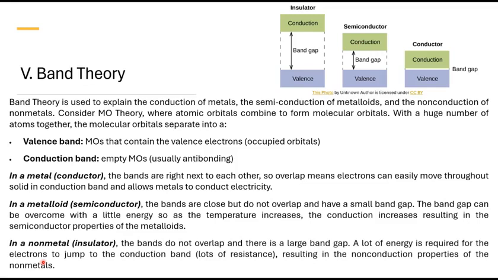In a nonmetal, which is a good insulator relative to the other two, the bands do not overlap and there is a large band gap. A lot of energy is required for the electrons to jump to the conduction band. There's lots of resistance, resulting in the non-conduction properties of nonmetals. So this last image here corresponds to nonmetals, where the band gap is large and the valence electrons are not easily able to jump into the conduction band.